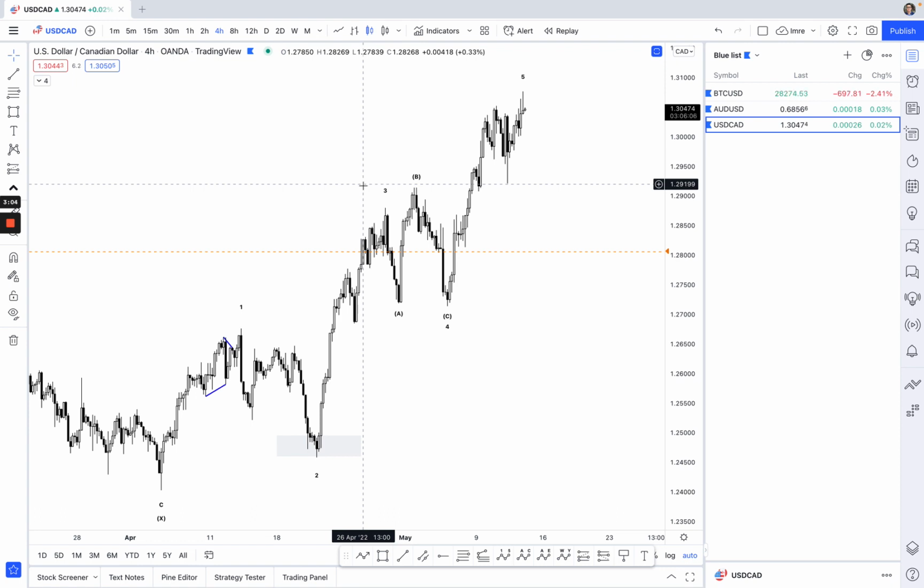So we're going to go through three charts, and on a lot of these, we've either called out trades or alerted subscribers to danger in the market.